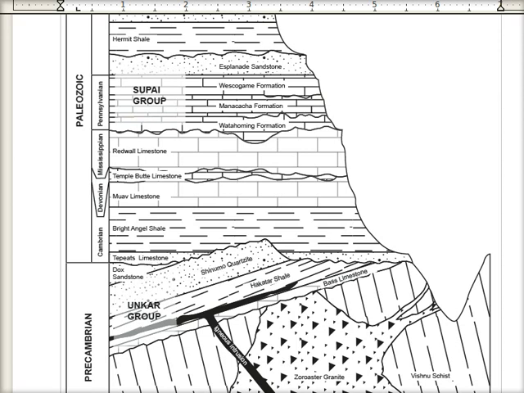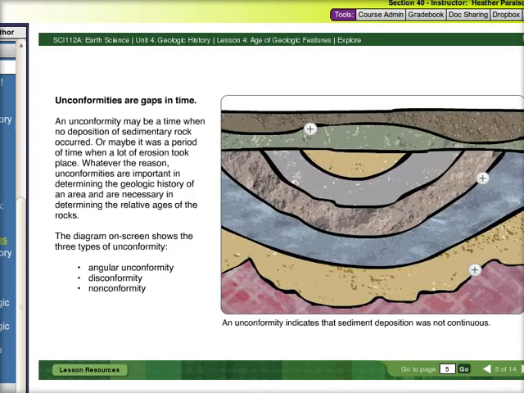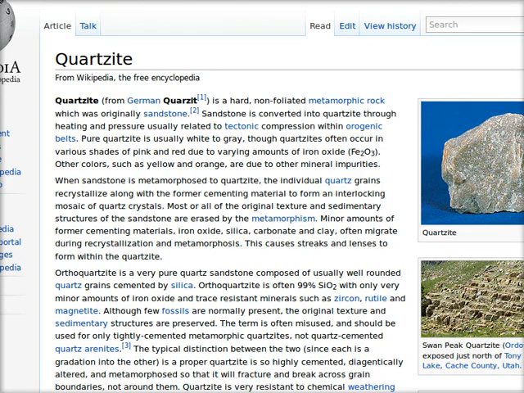Let's go to our good old friend Google, Mr. Google, and let's look up T-Pete's. I'll do it here in Wikipedia. I found this article on quartzite in Wikipedia. Quartzite is a hard, non-foliated, metamorphic rock. So it formed through some pressure, and it was originally sandstone.